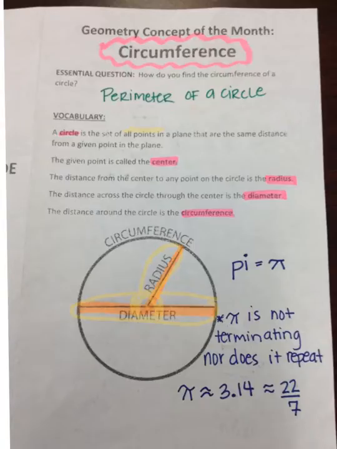A couple of things we need to know. There are two formulas to use to find the circumference. Both of them involve a value called pi. It's not P-I-E, it's the letter from the Greek alphabet, which is this little squiggly with two legs, and it's pronounced pi, P-I. A couple of things about pi. It is not terminating, nor does it repeat. So it is not a rational number. We cannot write pi as a fraction. It is an irrational number.